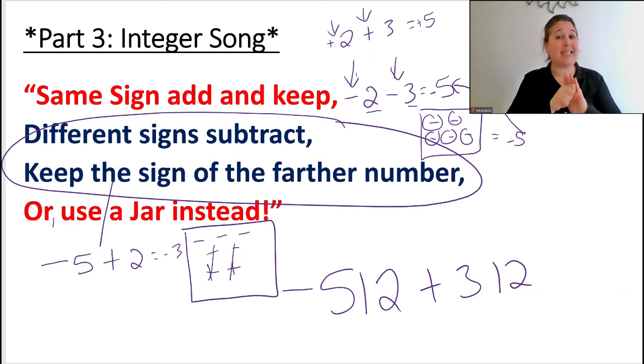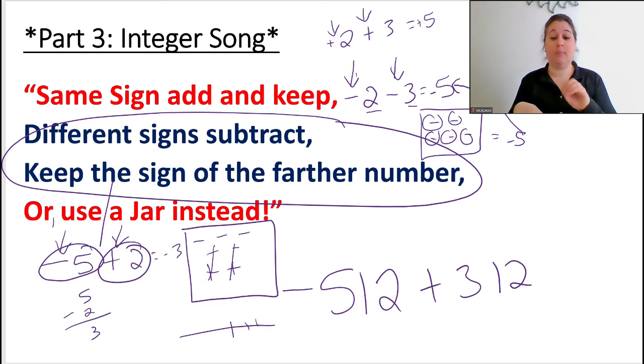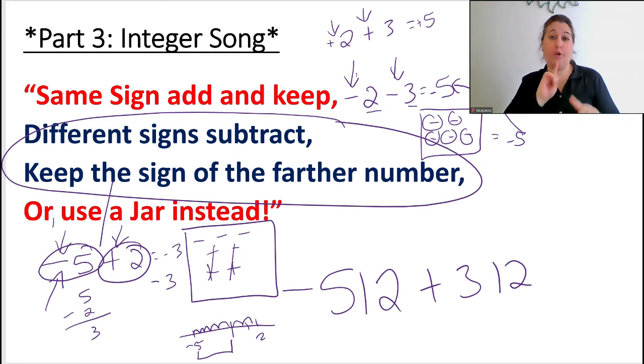Let's use the rules. Different signs, subtract. They're different signs: one's a negative, one's a positive. So I'm going to subtract 5 minus 2. That's 3. Keep the sign of the farther number. Which number, -5 or +2, is further away from 0? +2 is 2 jumps away from 0, while -5 is 5 jumps. So -5 is further away, so my answer takes the sign of that number, negative. So -3.